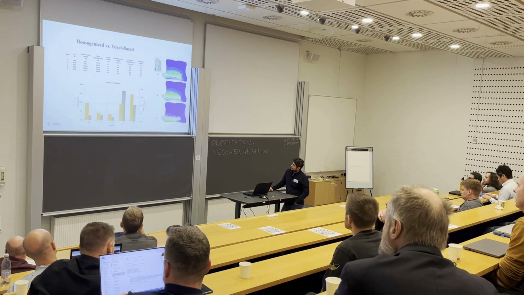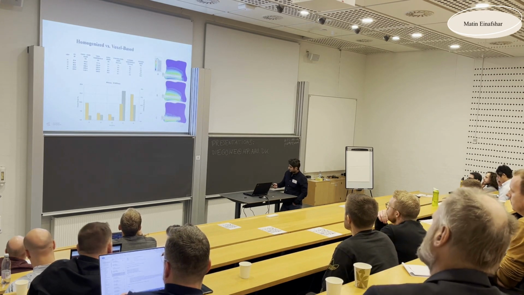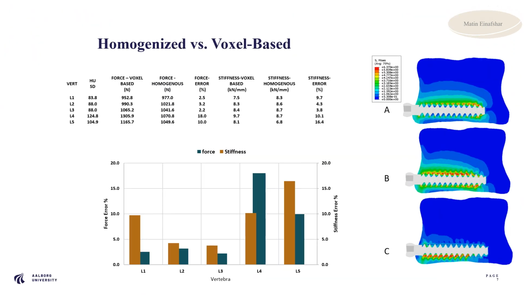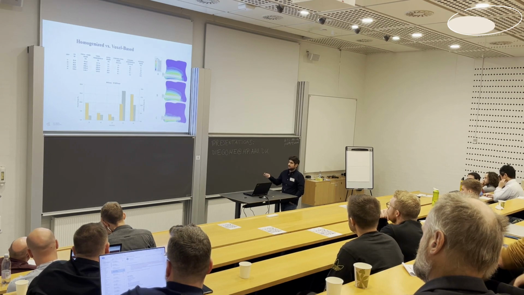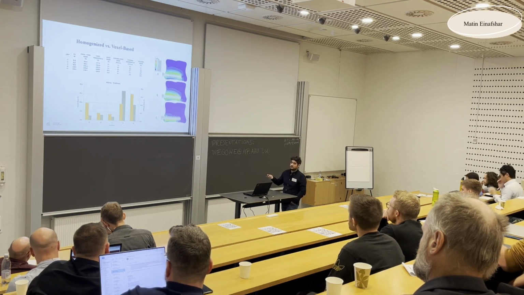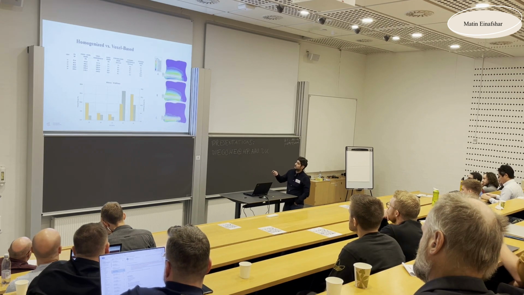In the comparison, if the standard deviation of the Hounsfield unit is less than 100, then we have less than 5% error between the stiffness and the force measured in the simulation. So I could say that this can save a lot of calculation cost, while the accuracy is good, with an error of less than 5% in materials where the Hounsfield unit deviation is less than 100.